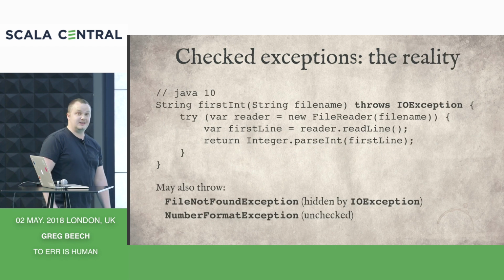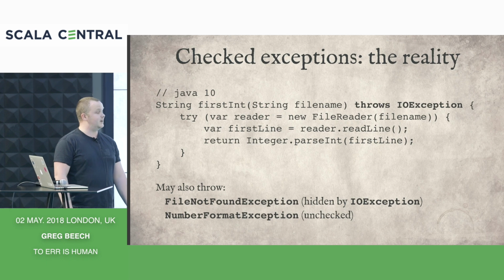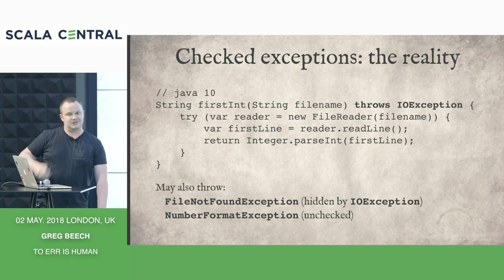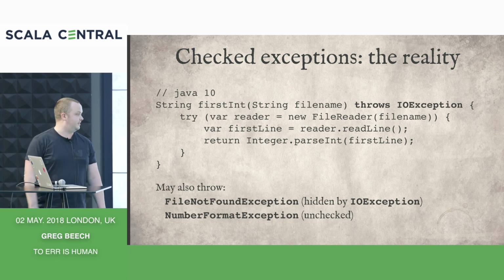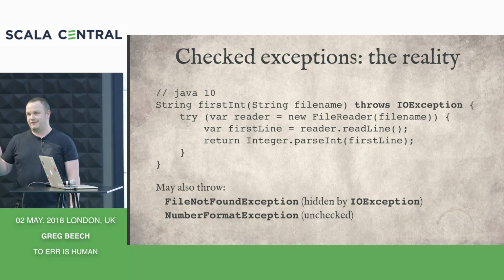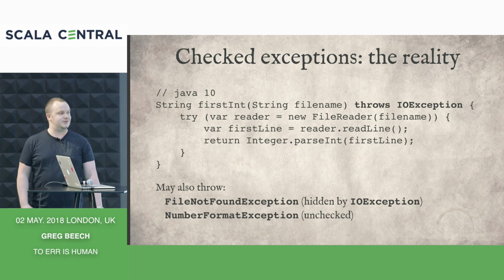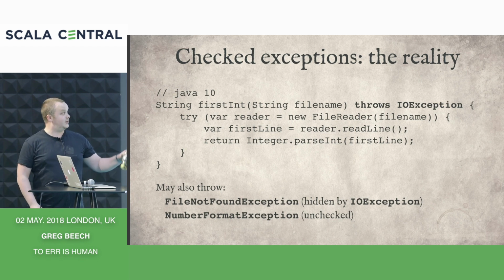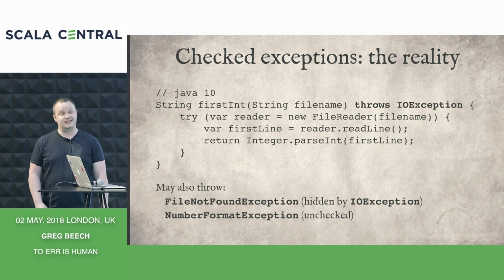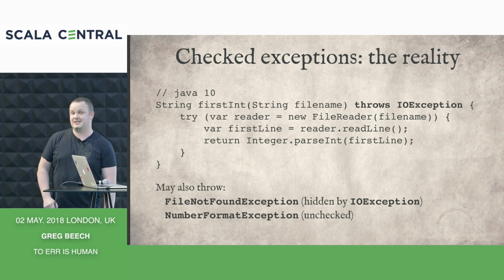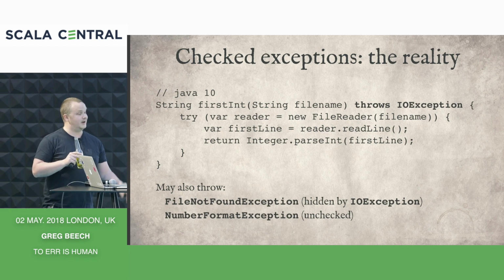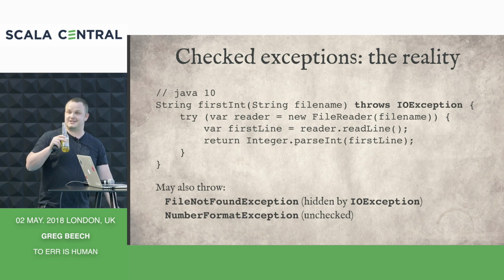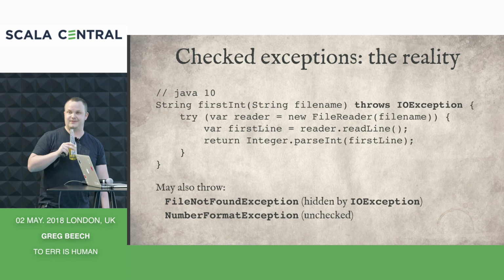Except we don't, because the problem is checked exceptions are pretty badly designed. IO exception covers anything from permission denied to disk gone to pretty much anything. But it's got loads of subclasses like file not found, which actually have reasonable conditions that you might want to handle. And file not found, which opening the file can raise here, is hidden by IO exception because it's a subclass. Similarly, you've got things like number format exception, which can be thrown by parseInt. And that's not a checked exception, so you don't declare it, the caller doesn't need to handle it, so it's pretty much undocumented that this function actually throws it.